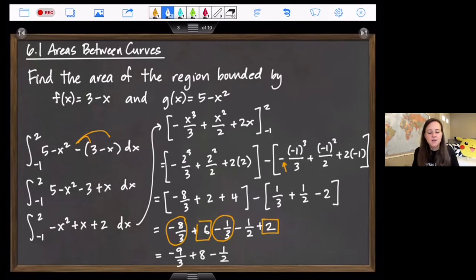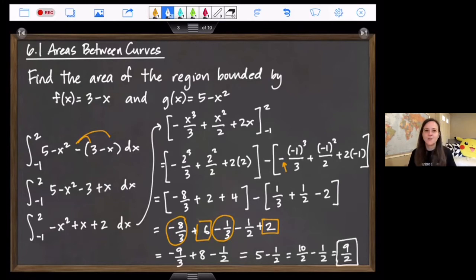So let's see, -9/3 is a -3 plus 8. So -3 plus 8 gives me 5 minus 1/2. Let's just turn that 5 into a fraction. So that's going to be 10/2 minus 1/2, and we get 9/2.